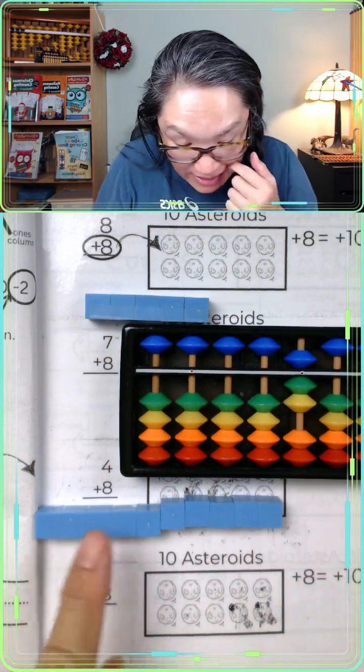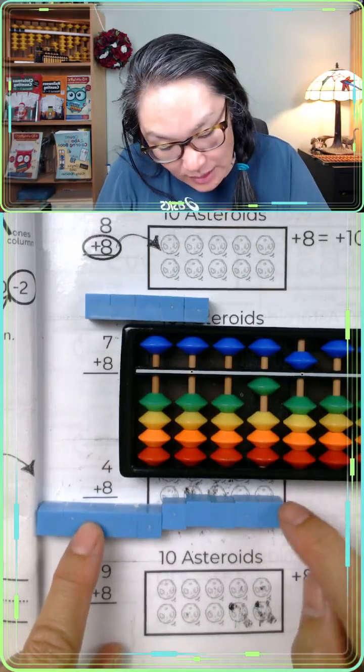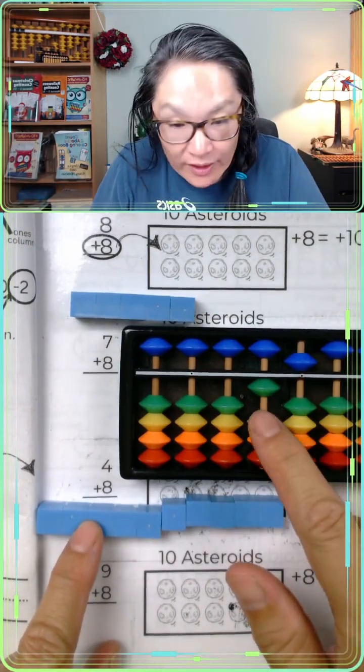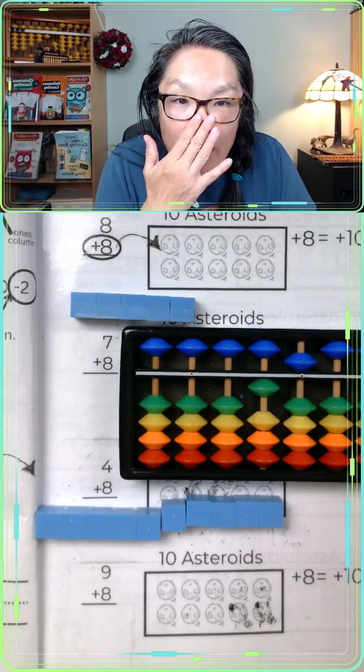I just made a 10. So I add the 10 on the abacus and I take away the 2, because that's what I did. I took away the 2. So my final answer is 15. That's it.